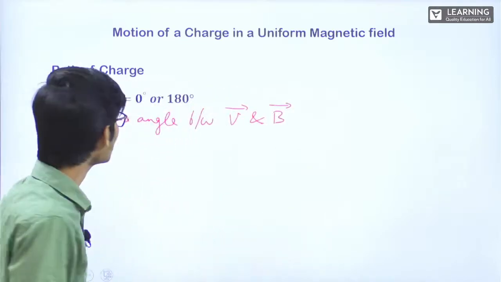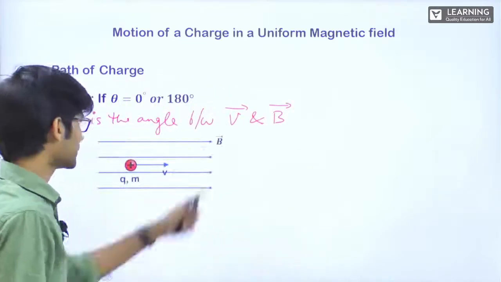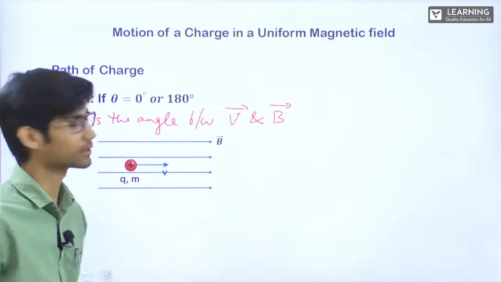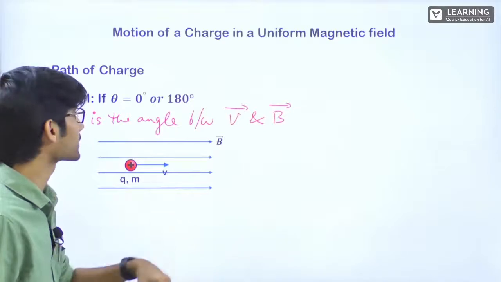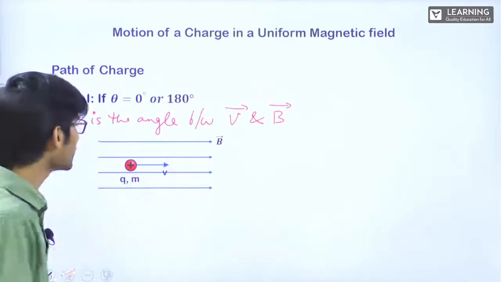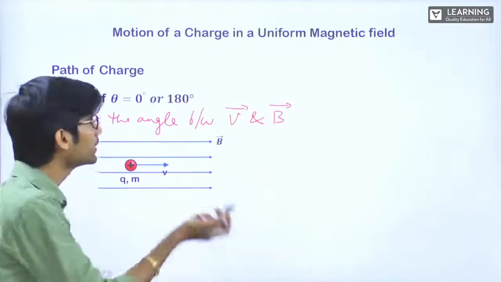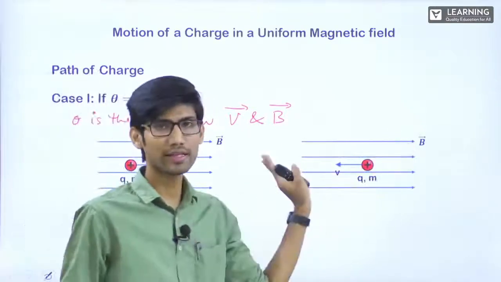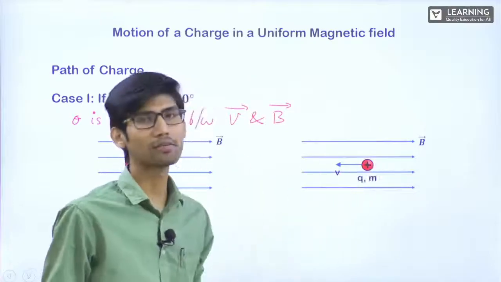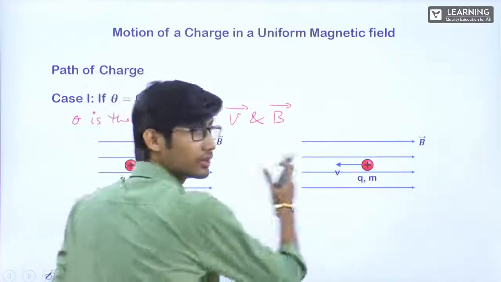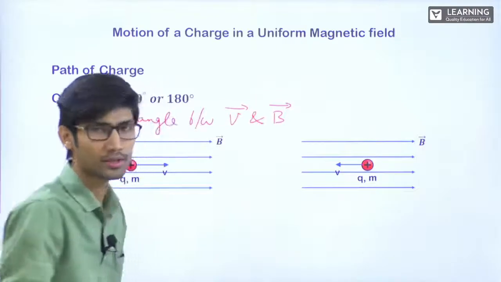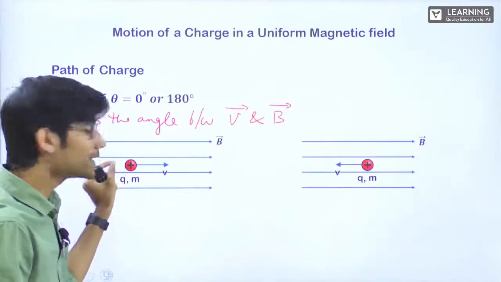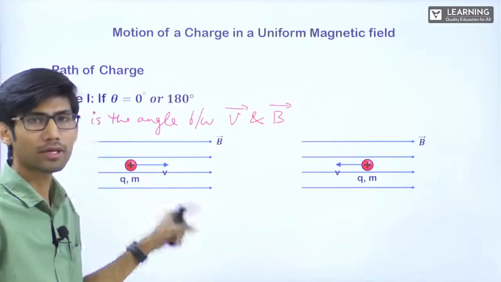Clear? So now, this B magnetic field is in this direction, let's say in X direction, and velocity is also in X direction. Then only we can say theta is 0 degrees. Here if you see V and B both are in same direction, theta is 0 degrees. Or theta 180 degrees means magnetic field is in X direction and velocity is in minus X direction. Right? Magnetic field is in this direction, velocity is opposite to it, that is 180 degrees. Now, what will be the magnetic force experienced by this particular particle?